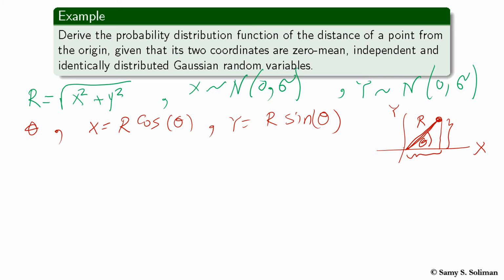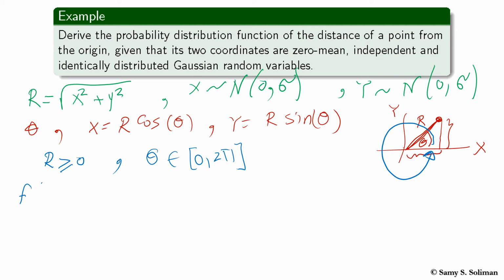Since R is the distance from the origin, R can be anything larger than 0. And since theta is an angle, it can be any angle from 0 to 2 pi. So now the question is how to find the joint distribution of R and theta, how to find f of R and theta.